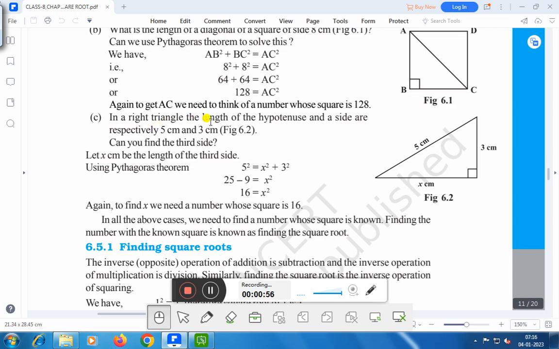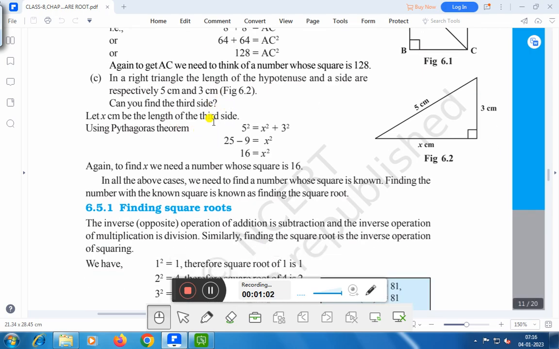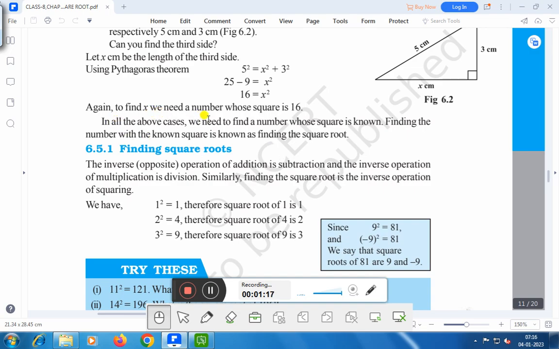In a right angle triangle, the length of the hypotenuse and one of its sides are respectively 5 cm and 3 cm. Can you find the third side? If x cm be the length of the third side, using Pythagoras theorem, 5² = x² + 3², or 25 - 9 = x², or 16 = x². Again, to find x, we need a number whose square is 16. In all the above cases, we need to find a number whose square is known.